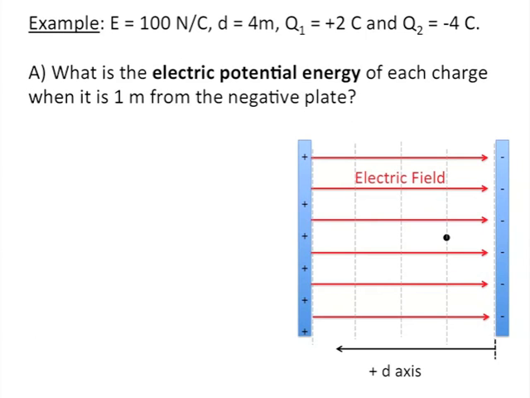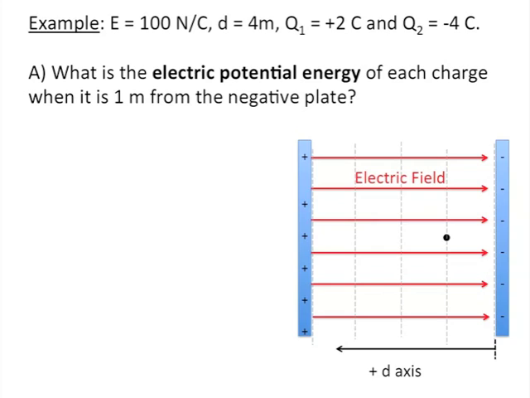Let's look at an example. We have two parallel plates with opposite charges. The electric field is 100 newtons per coulomb. The distance between the plates is 4 meters, and the two charges are given. One is positive and one is negative. What is the electric potential energy of each charge when it is 1 meter from the negative plate?